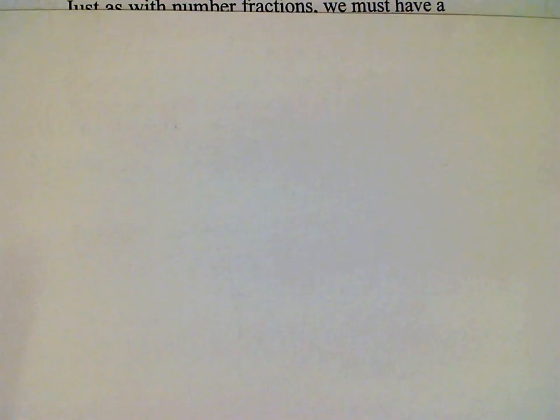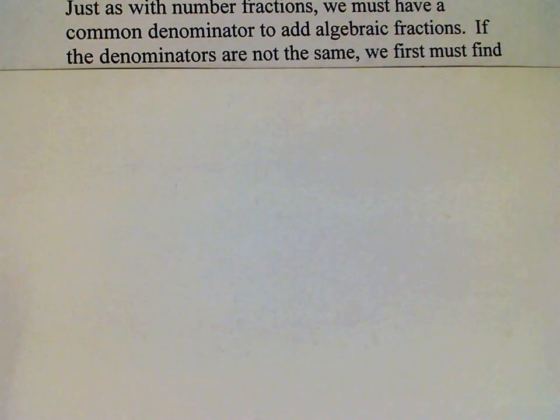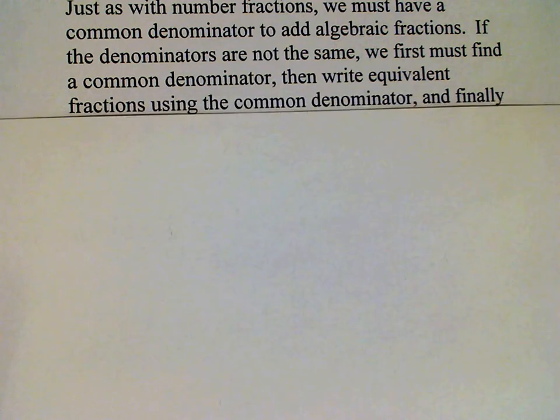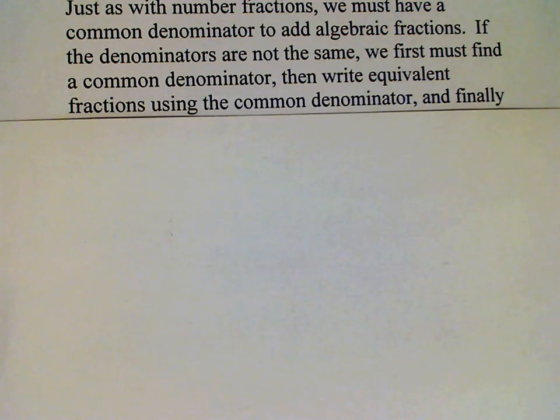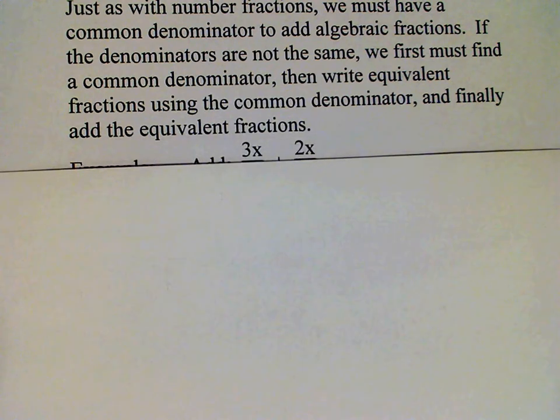In the previous video, we saw how to add two algebraic fractions if they have the same denominator. Now, if they do not have the same denominator, then the process is a little more complicated, but just as with number fractions, we must start by getting a common denominator. The second step, once we find the common denominator, is to write equivalent fractions. And then finally, we will add those equivalent fractions.